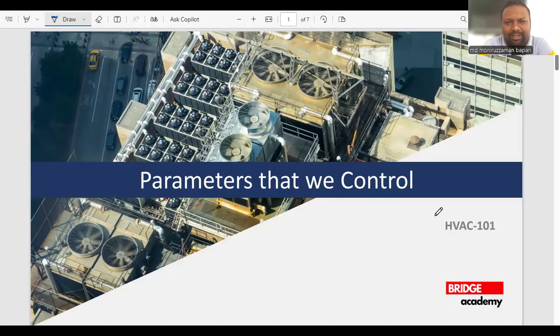Hello everyone. Now let's talk about parameters that we control in HVAC. In HVAC, we do design, installation, testing, commissioning, everything to maintain certain parameters or target parameters in a room, in a zone, or in a facility. To do so, understanding of parameters is crucially important on your HVAC journey.